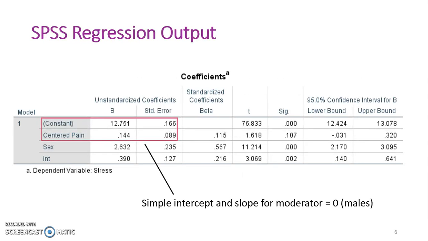So in the SPSS output, we can actually find these values. This is where we find these values. So anytime we are constructing a simple slope for a group coded 0, it's just the overall intercept coefficient and then the focal predictor slope.